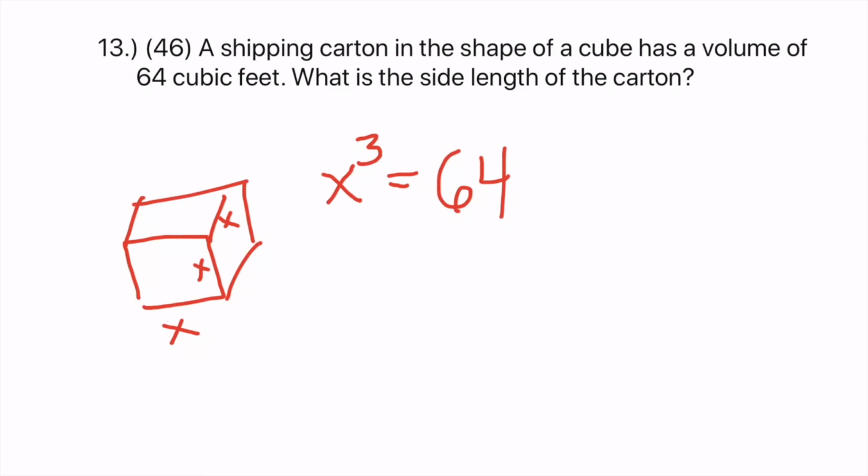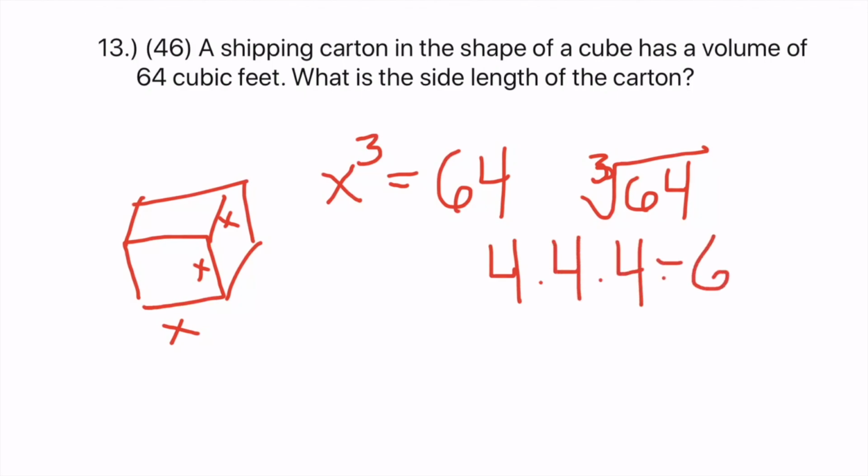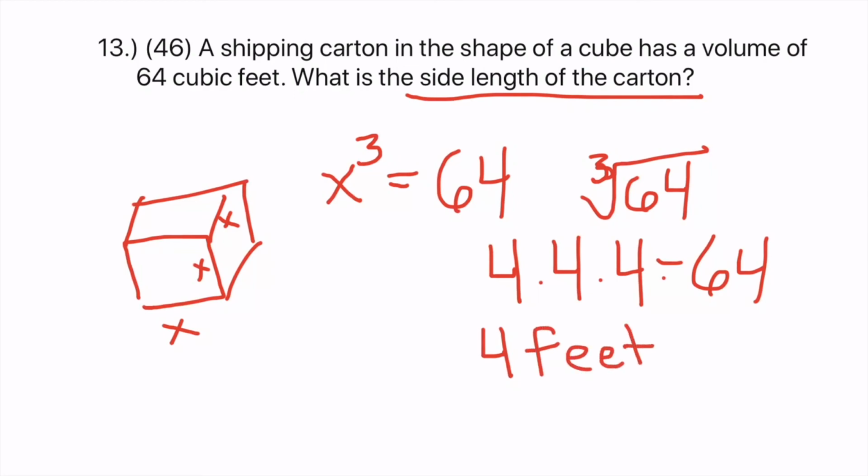So we're basically trying to figure out what number times itself 3 times is 64. Or in other words, we're trying to find the cube root of 64. So unless you know this off the top of your head, you might have to play around with a few numbers. But it is 4, because 4 times 4 times 4 is 64. So the side length of the carton is going to be 4, and don't forget your unit of measure, 4 feet.